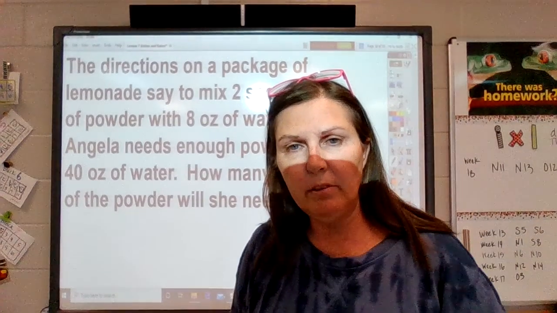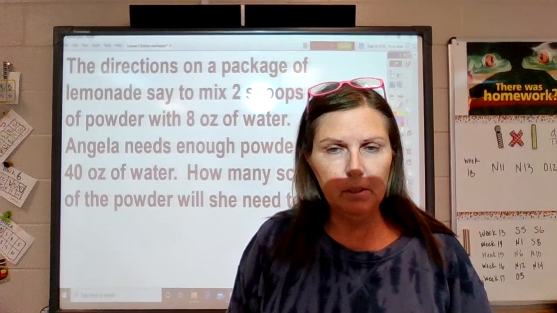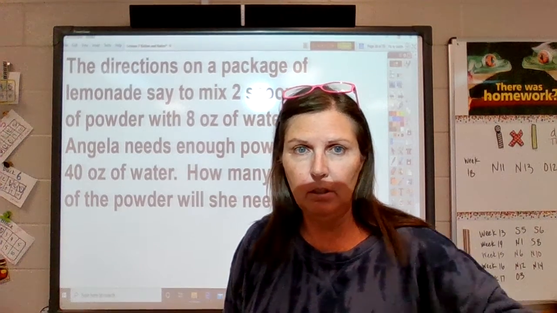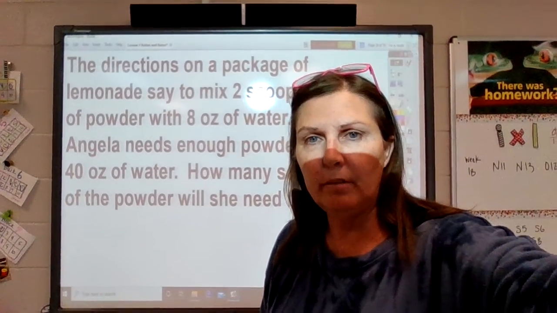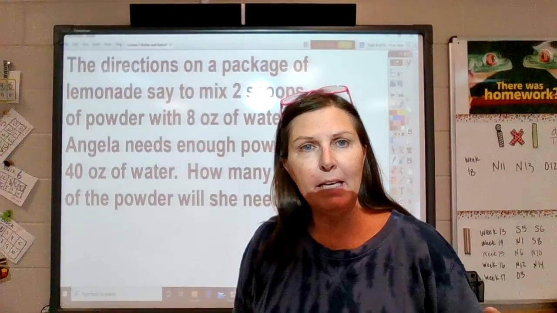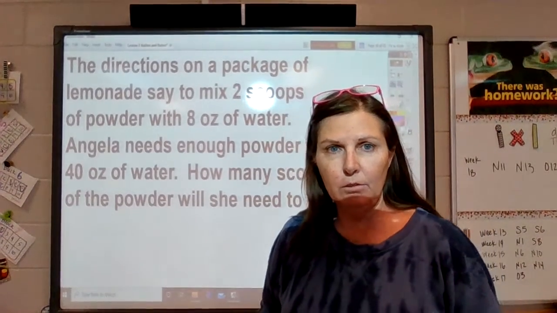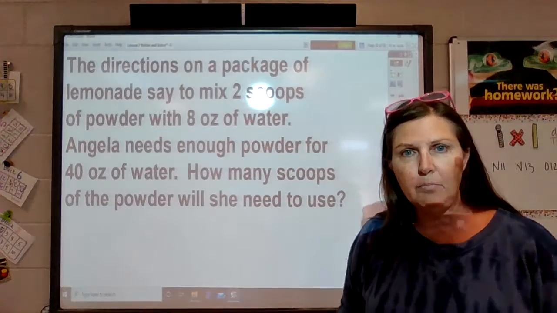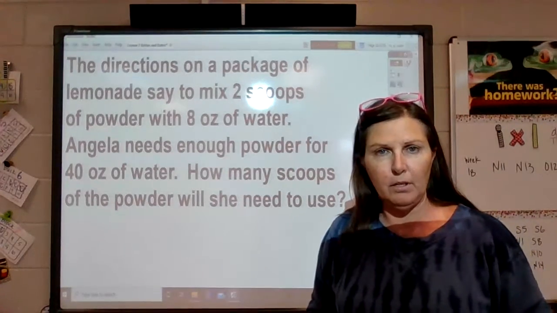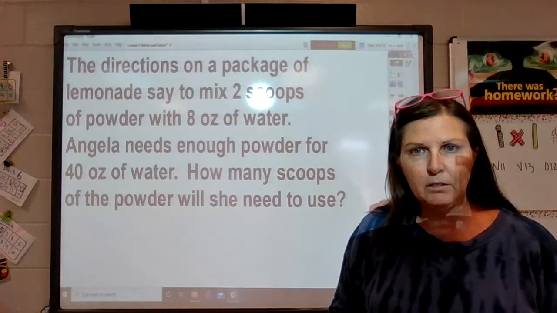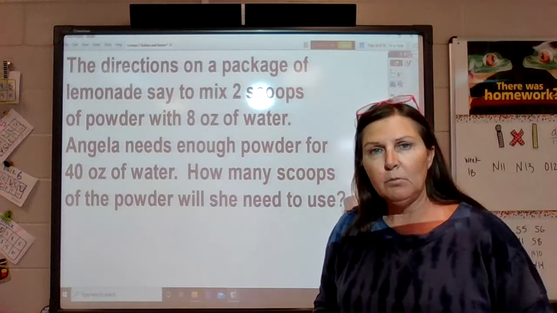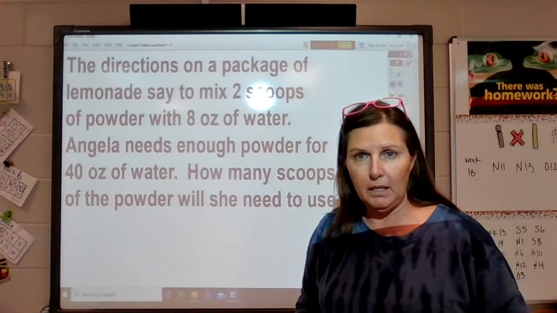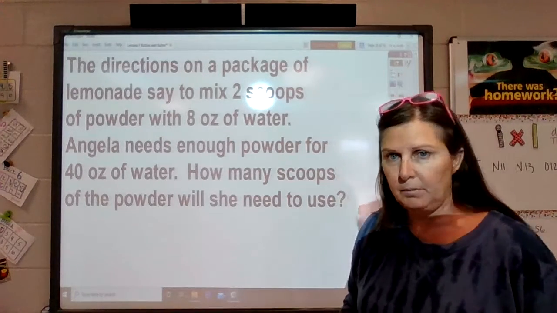All right, so we're continuing our ratio problems videos, and this is going to be ratio problems part 2. Here's an example for you of a ratio problem. The directions on a package of lemonade say to mix 2 scoops of powder with 8 ounces of water. Angela needs enough powder for 40 ounces of water. How many scoops of the powder will she need? So we're comparing two different things, which helps us know that this is going to be a ratio problem.